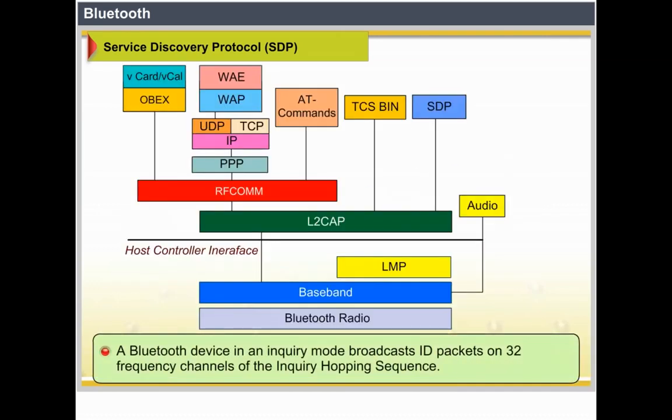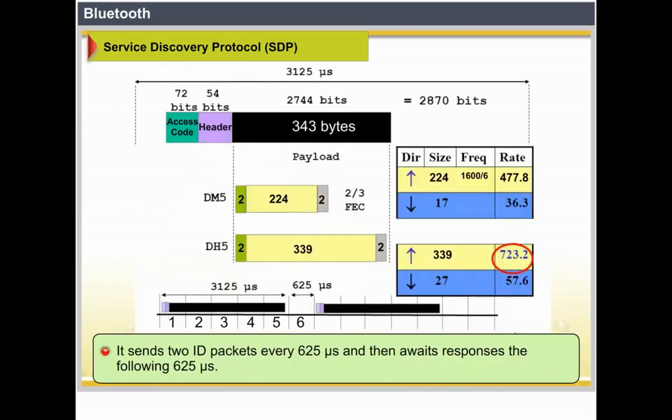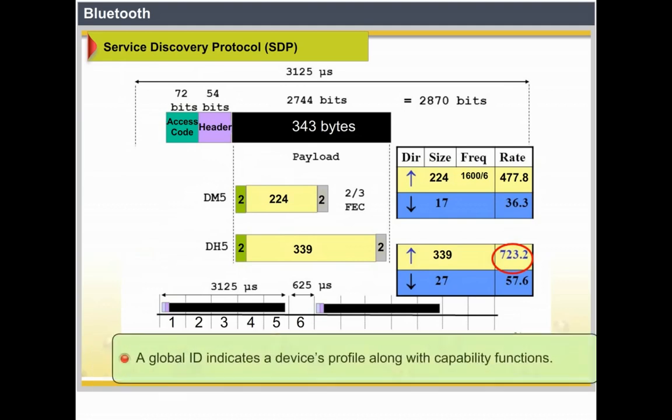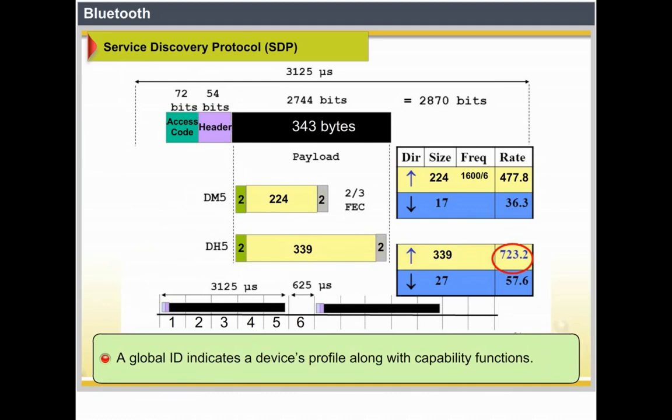A Bluetooth device in an inquiry mode broadcasts ID packets on 32 frequency channels of the inquiry hopping sequence. It sends 2 ID packets every 625 μs and then listens for response the following 625 μs. At this stage, the unique identity of the devices called Bluetooth Global ID is exchanged. A global ID indicates a device's profile along with capability functions.